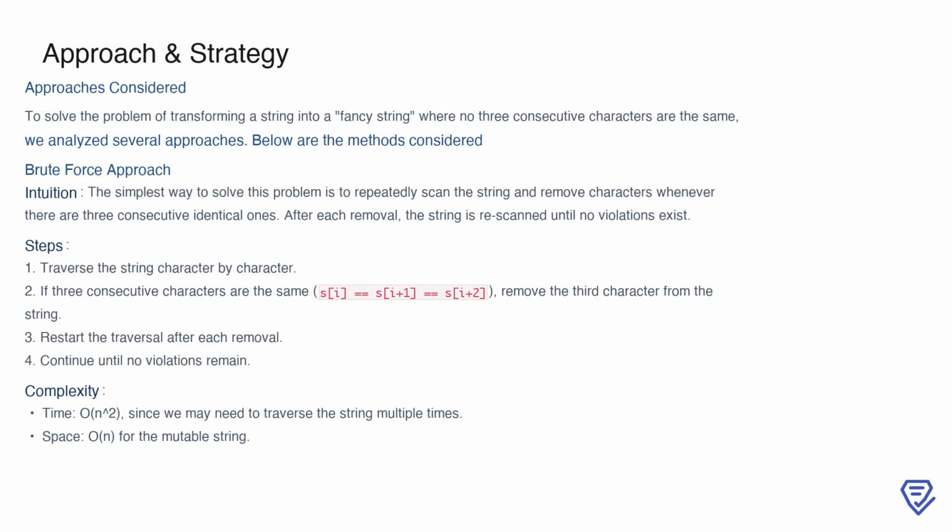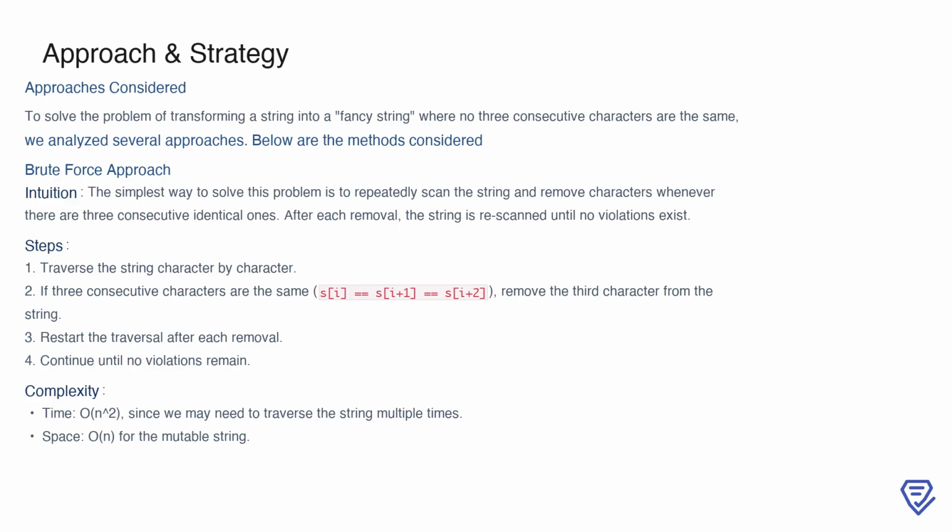To tackle the problem of transforming a string into a fancy string, we explored several approaches. The first method considered is the brute force approach. The intuition here is straightforward: we scan the string and remove characters whenever 3 consecutive identical ones are found. This process is repeated until no violations remain. The steps involve traversing the string character by character, identifying sequences of 3 identical characters, and removing the third character in such cases. Each removal requires restarting the traversal until the string satisfies the condition.